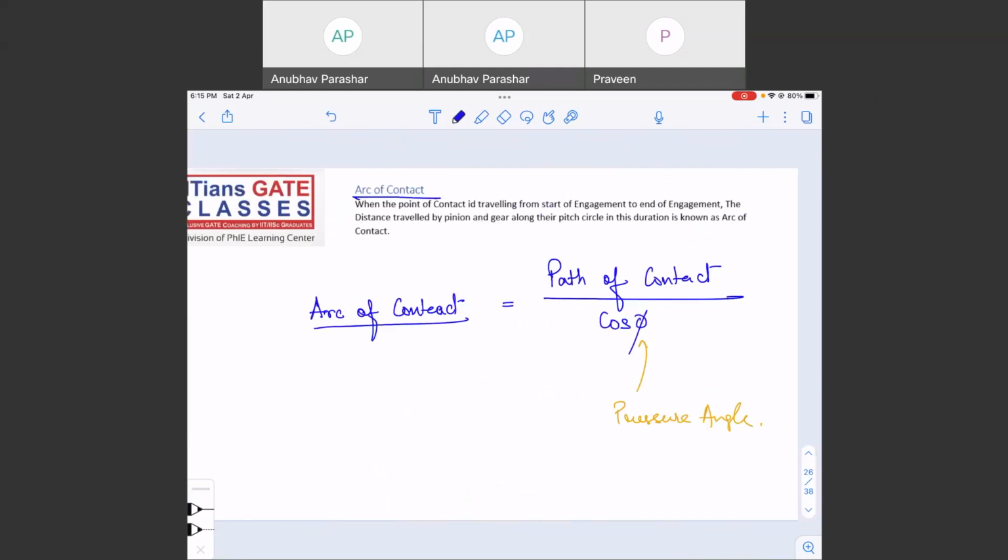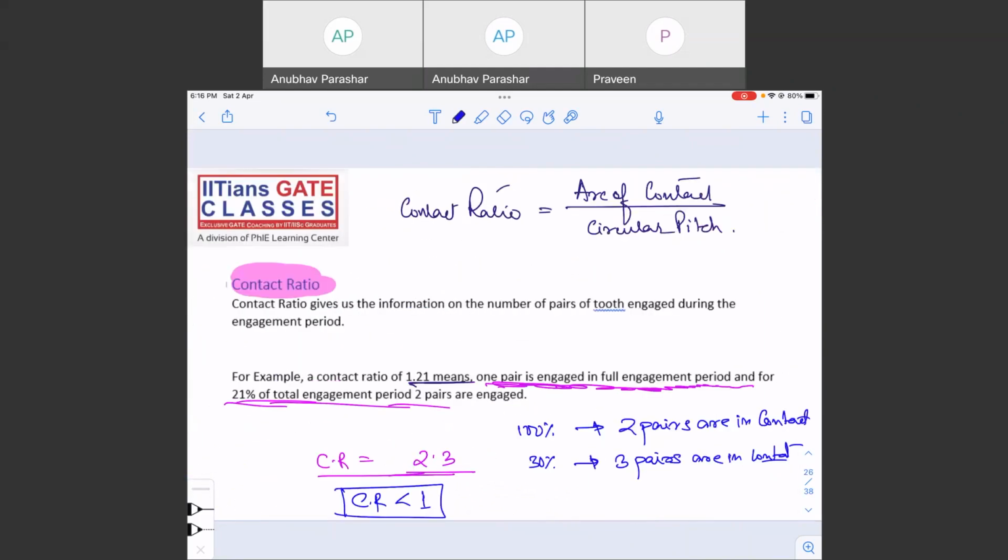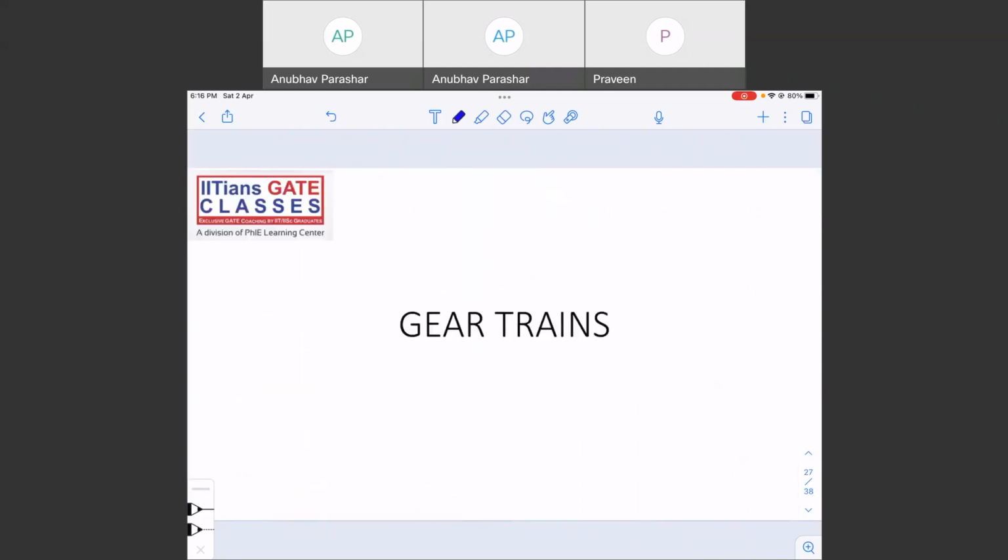Okay, so I request you to go through once whatever you have studied. This is all about gears. Now we'll enter into gear trains. We have another 45 minutes, and we'll complete gear trains in that. So just go through whatever you have in 2 minutes, and ask me any doubt, Praveen, if you have. Otherwise, we'll enter into gear trains.